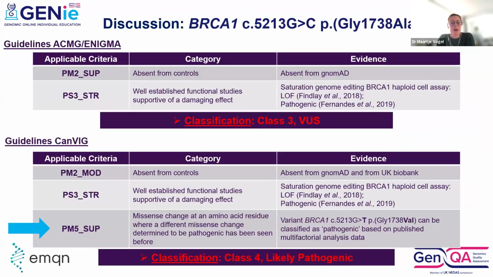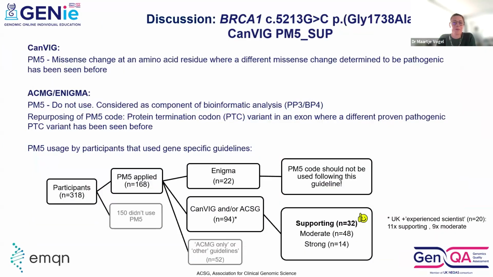Then the PM5 subcode. So this is a code, or a piece of evidence, that you can apply using the CanFIG guidelines, but not the Enigma guideline. Next slide, please. So PM5 is the code that you can use when you have a missense variant on a position where previously another missense variant has been found to be likely pathogenic or pathogenic.